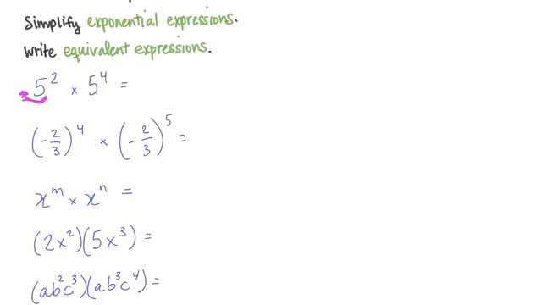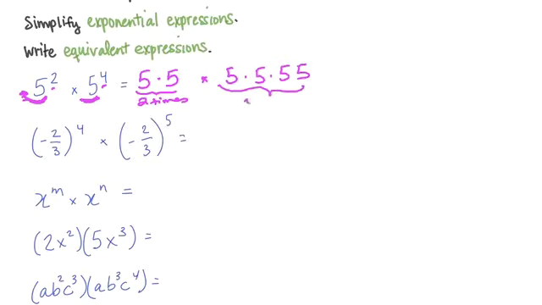Well, I noticed the first thing is that my base is the same. But what would this look like? Well, I know that I have 5 multiplied times itself 2 times here, and in here I have 5 multiplied times itself 4 times here. And if I were to write this out, it would look a little bit like this. Now notice this is not time efficient. This is 2 times here, and then multiplied, and then I'm going to have this 4 times here.